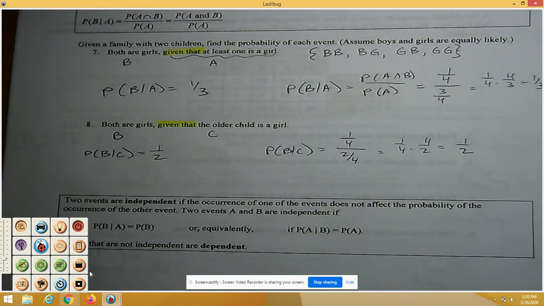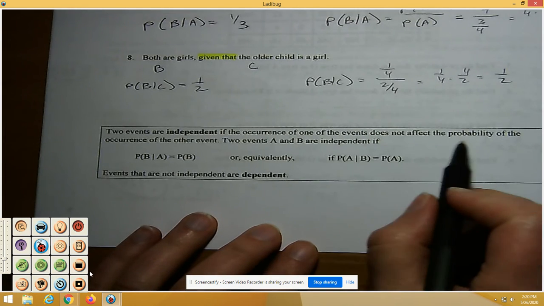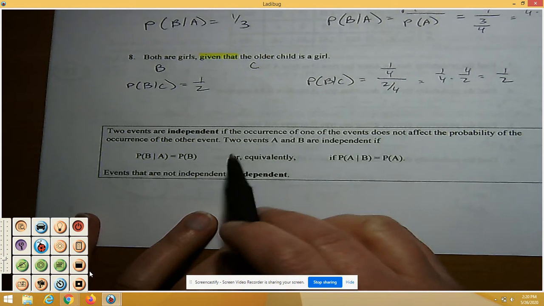So 2 events are independent if the occurrence of one of the events does not affect the probability of the occurrence of the other event.